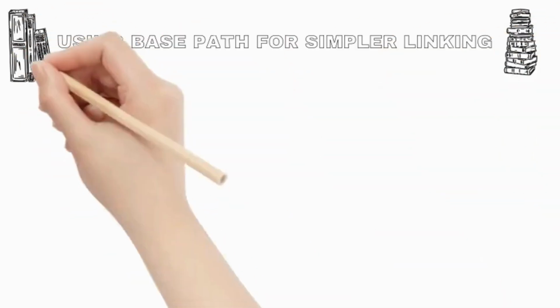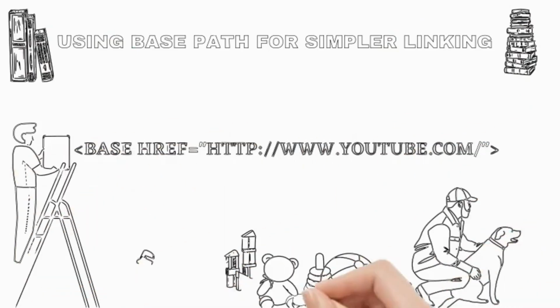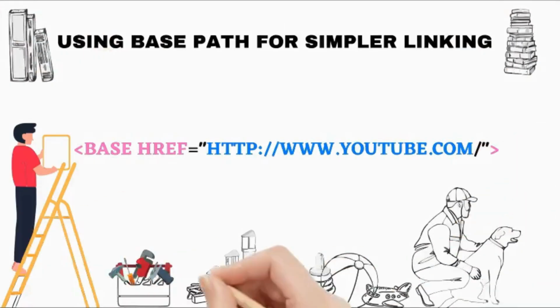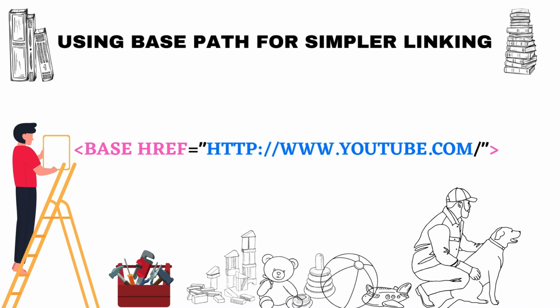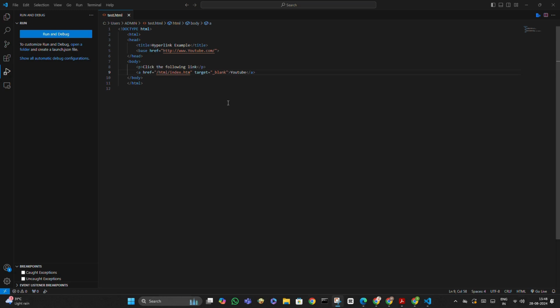Linking multiple documents within the same website. There's a shortcut for that. By using the base tag, you can set a base URL, so you only need to specify the relative path in your links. It's a simple way to save time and avoid errors.